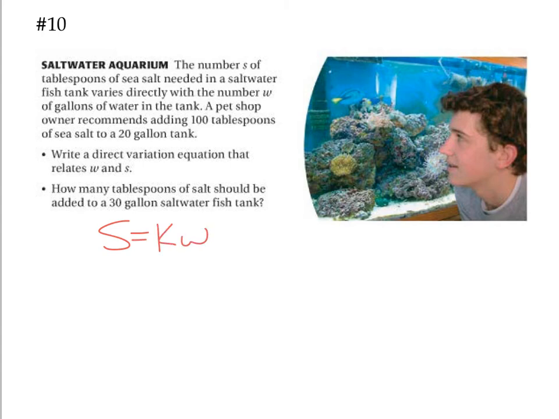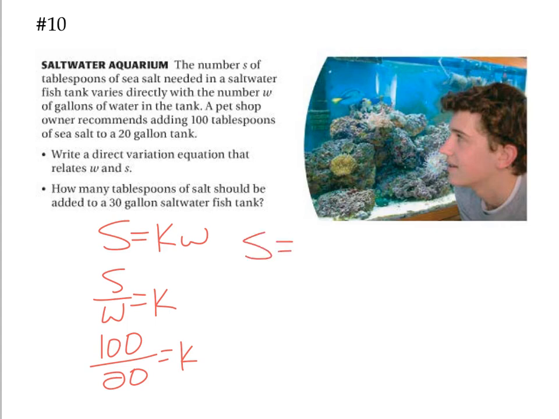We want to find out what that k value is, so that's going to be S over W. Instead of y and x, we have an S and a W, that's okay. 100 tablespoons of sea salt for every 20 gallons in the tank, that's our k value. So our equation would be S equals 5W. 100 over 20 is 5.